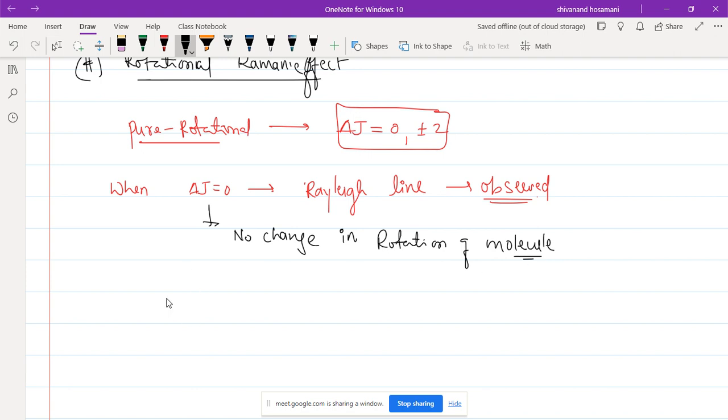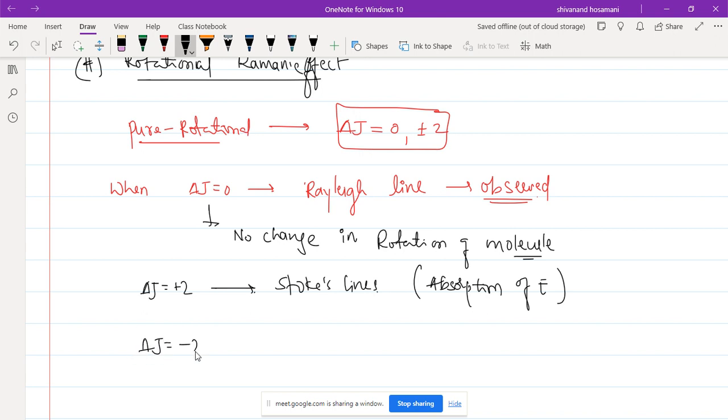When delta J equal to plus 2, then Stokes lines will be observed. Delta J equal to plus 2, we call that Stokes lines. In this, absorption of energy takes place. In Stokes lines the frequency decreases. What does a decrease in frequency mean? Energy will be absorbed. Absorption of energy takes place. If delta J equal to minus 2, then we call that the anti-Stokes line.